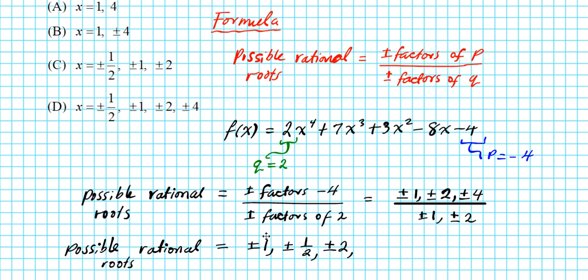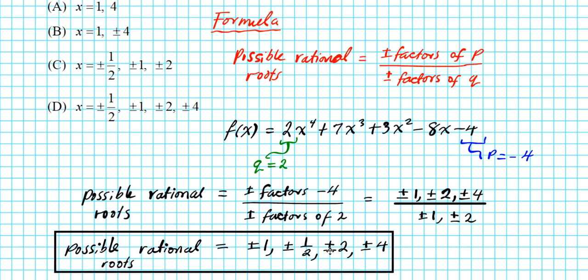We already have plus or minus 1 here, so we do not need to repeat it. Plus or minus 4 divided by plus or minus 1 is plus or minus 4. Plus or minus 4 divided by plus or minus 2 is plus or minus 2, but we already have it here, so no need for repetition. Final answer is plus or minus 1, plus or minus 1 half, plus or minus 2, and plus or minus 4. Correct answer is option letter D.